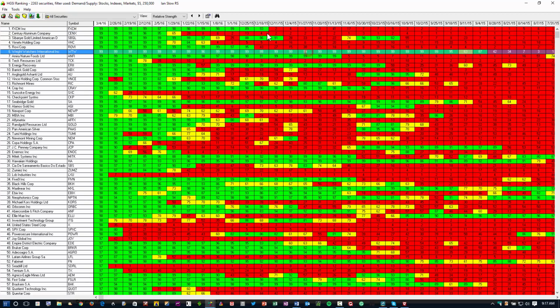Now let's take a look at Century Aluminum recently. You can see until January 22nd of this year, and by the way, these are weekly breakdowns, it had a relative strength ranking of 28 on the 22nd, and then it went to yellow on the 29th, and then it jumped up to 97 on 2/5/16. So bringing that chart back up, let's remember those dates.